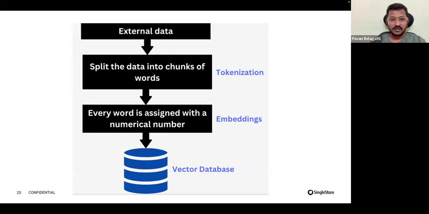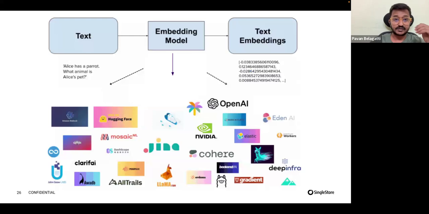And if we go a little further, the same thing: external data gets split into chunks of words, and this process is called tokenization. Each chunk of words is assigned a numerical value. That's what we call vector embeddings. And these are stored in a specialized database, what we call a vector database. So for a text, you need an embedding model, and that gets converted into embeddings. There are different tools you can use as an embedding model: Cohere, OpenAI, and Hugging Face.